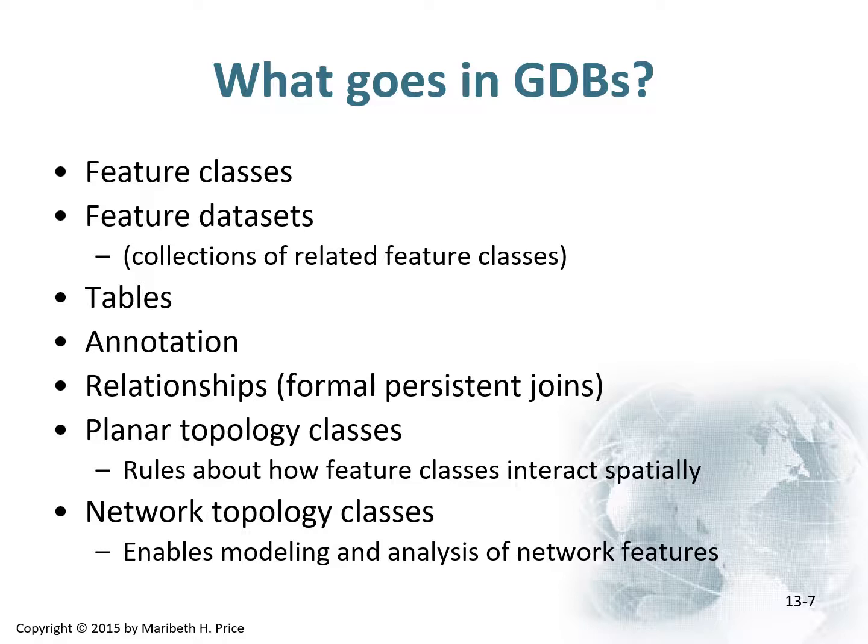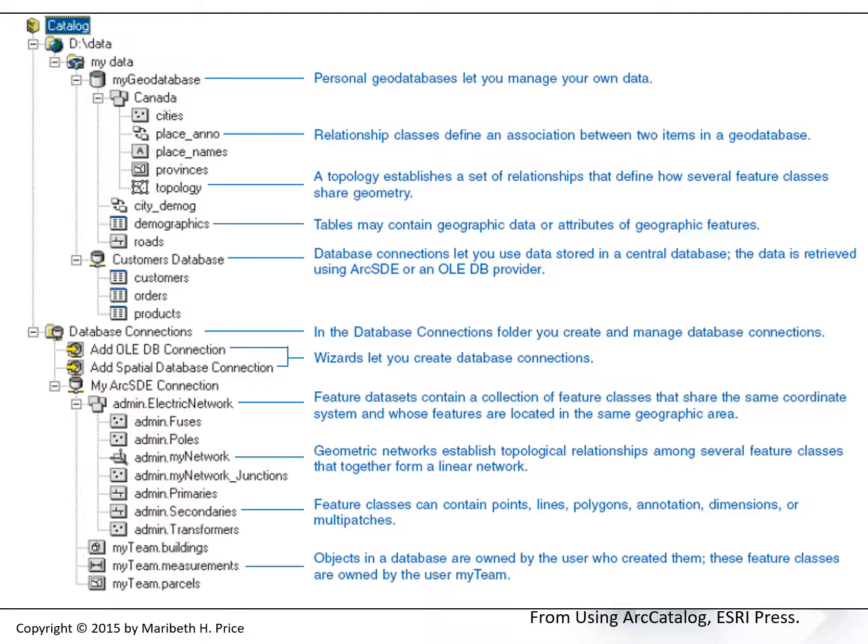What goes in the geodatabase? Feature classes and feature datasets. A feature dataset is a collection of related feature classes. You can also put in tables and annotations and relationships like formal persistent joins. You can put in planar topology classes and the rules for how these classes interact spatially, as well as network topology classes, which enables modeling and analysis of network features. Here is the layout of what these things look like in Catalog.